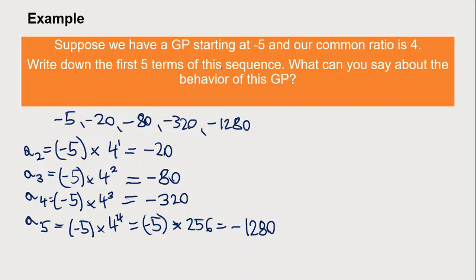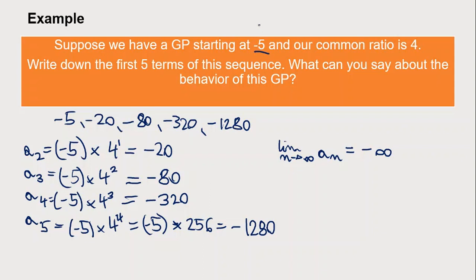So what can we say about the behavior of this GP? Again, what is the limit as n goes to infinity of an? What is happening with this sequence? Now this time you see that we do not get smaller and smaller values. What we get instead is that we are actually increasing the size of it. We keep multiplying by 4, therefore expanding the number. So actually the limit of that function is negative infinity. I know it's negative because we started with a negative term and we kept multiplying by a positive ratio.